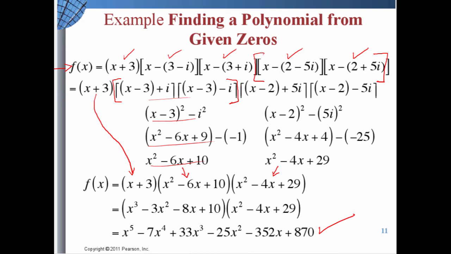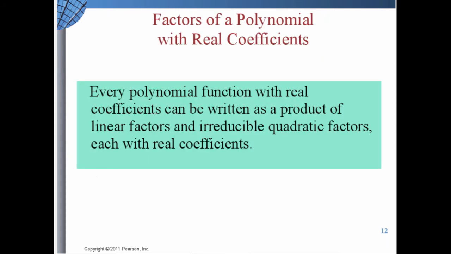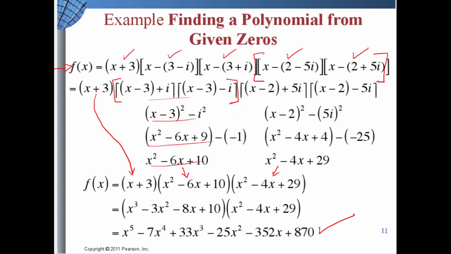So that's some tedious work, but it's nothing more than the distributive property and remembering how to multiply and deal with complex numbers or imaginary numbers. Every polynomial function with real coefficients can be written as a product of linear factors and irreducible quadratic factors, each with real coefficients. And if I back up for a second, we see an example of that if we work in reverse.